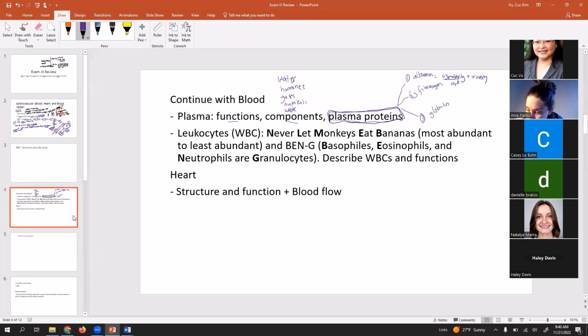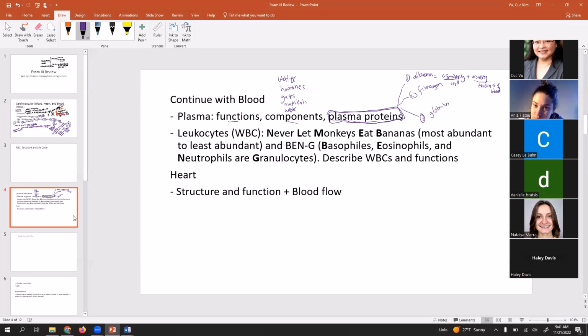How much water is being moved? Okay, so albumin controls how much water is being moved, whether it's in or out of the blood vessel. And because it controls osmolarity, of course, it's going to control viscosity, which is the thickness of blood. So osmolarity and viscosity go hand in hand. And it's all associated with what plasma protein?